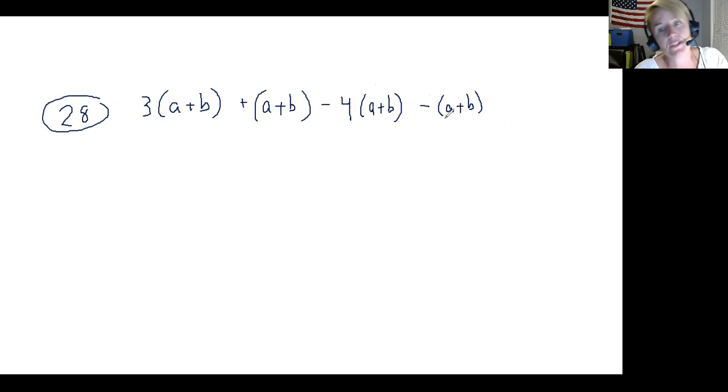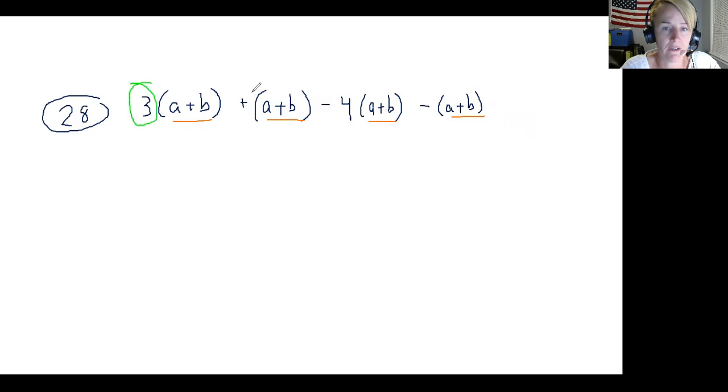Okay, so if you were doing the algebraic addition version of this problem, then maybe you would realize right off the bat that A plus B is the similar unknown here. And maybe you would say, okay, let me just find all my coefficients.